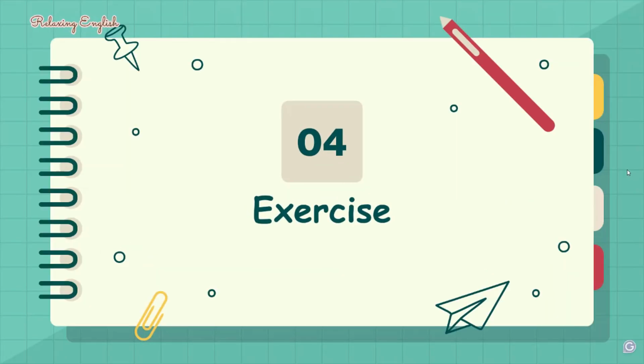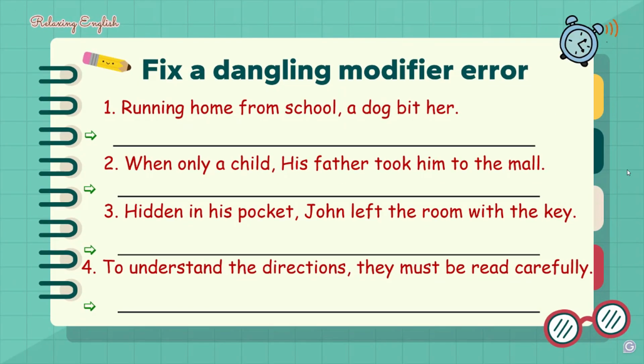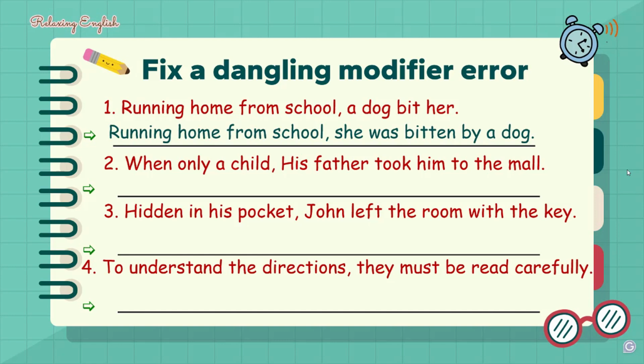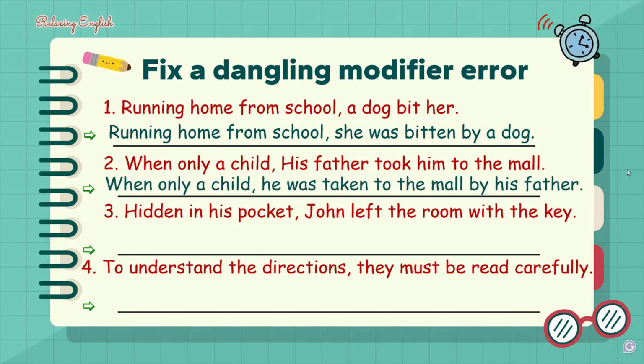Here are the exercises for you to practice. You may pause the video and change the sentences into the correct ones. I assume that you spent time to complete this one. Now I will show you the answers. Number 1, running home from school, a dog bit her, we change to, running home from school, she was bitten by a dog. Number 2, when only a child, his father took him to the mall, we change to, when only a child, he was taken to the mall by his father.